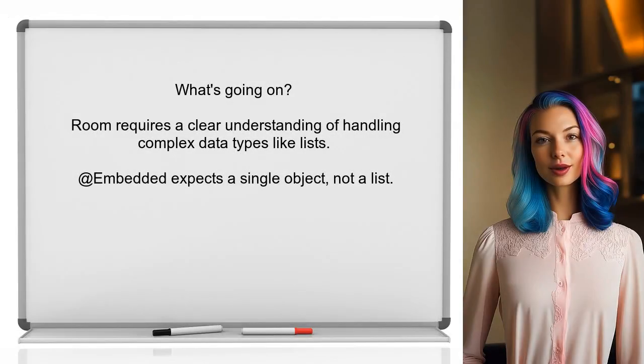So what's going on here? The Room persistence library requires a clear understanding of how to handle complex data types like lists. When you use @Embedded, Room expects a single object, not a list. This is where the confusion often arises.